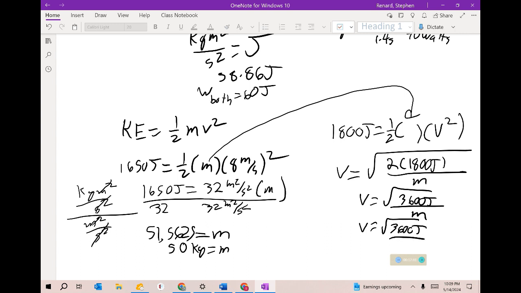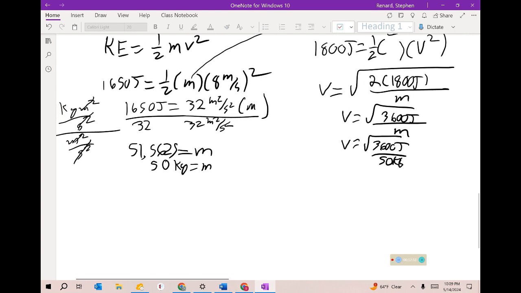3600 joules divided by 50 kilograms. And notice here, because joules is kilogram meters squared per second squared, when we divide by kilograms, we end up with meters squared per second squared. We then square root that, we end up with meters per second, which, since we're looking for velocity, or speed, is a good thing. So 3600 divided by 50 gives me 72. We're going to square root that, and the speed is approximately 8.5 meters per second.